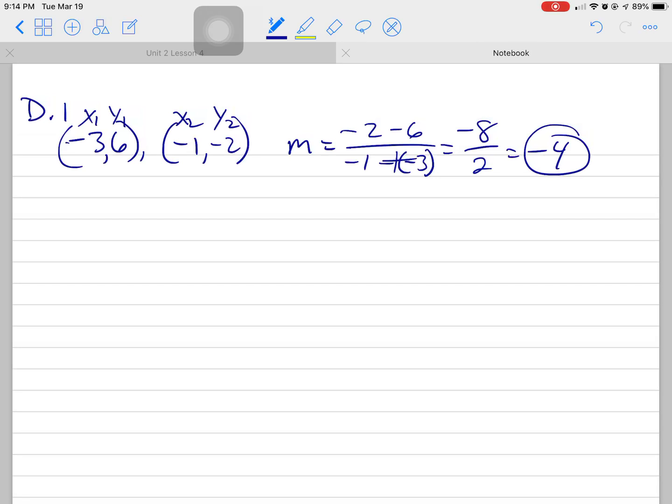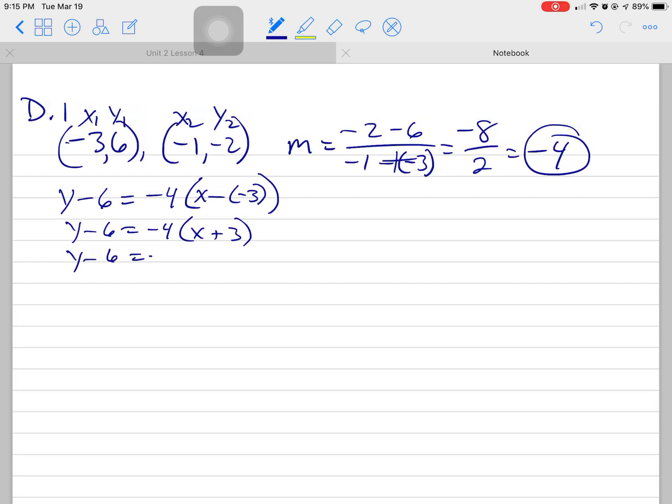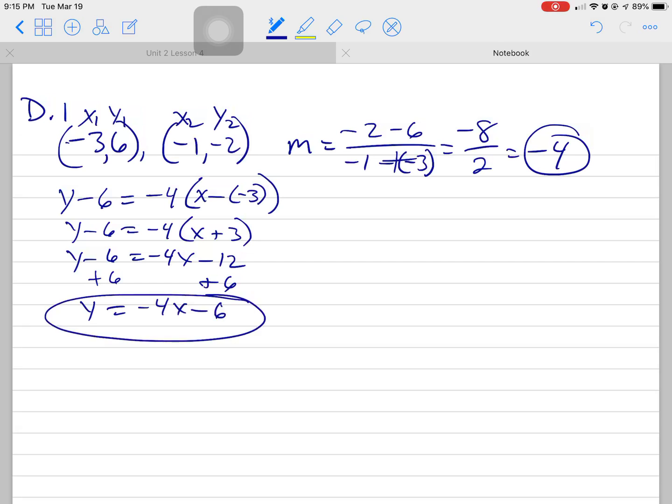Let's just go with this one. So y minus 6 equals negative 4 times x minus negative 3. Everybody see what we're doing? y minus 6 equals negative 4x plus 3. Distribute. Negative 4x minus 12. Move the 6. y equals negative 4x minus 6.